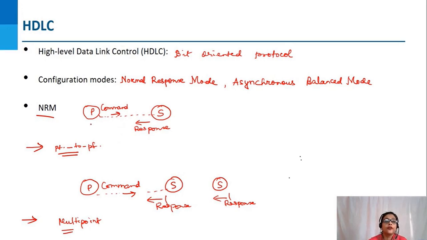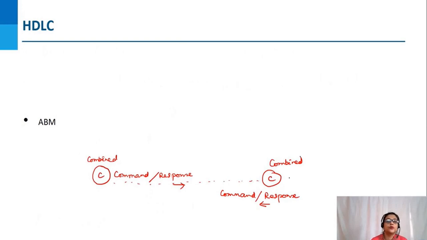For point to point, there is only one primary and one secondary. The primary gives the command and the secondary gives the response. For multi-point, there can be one primary and several secondaries. So the primary always gives commands and the secondaries give responses. For asynchronous balanced mode, the stations are combined in the sense that they can give commands as well as responses. So here we have one station and here we have another station. Both are in the combined mode. Both of them can give commands as well as responses.